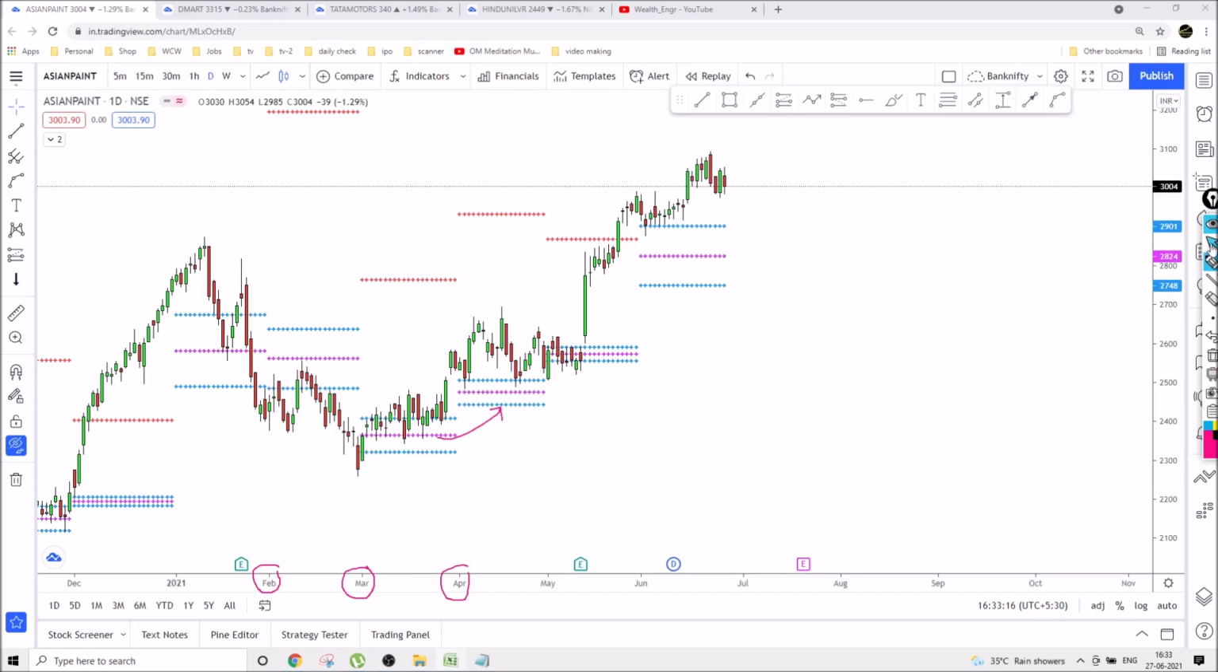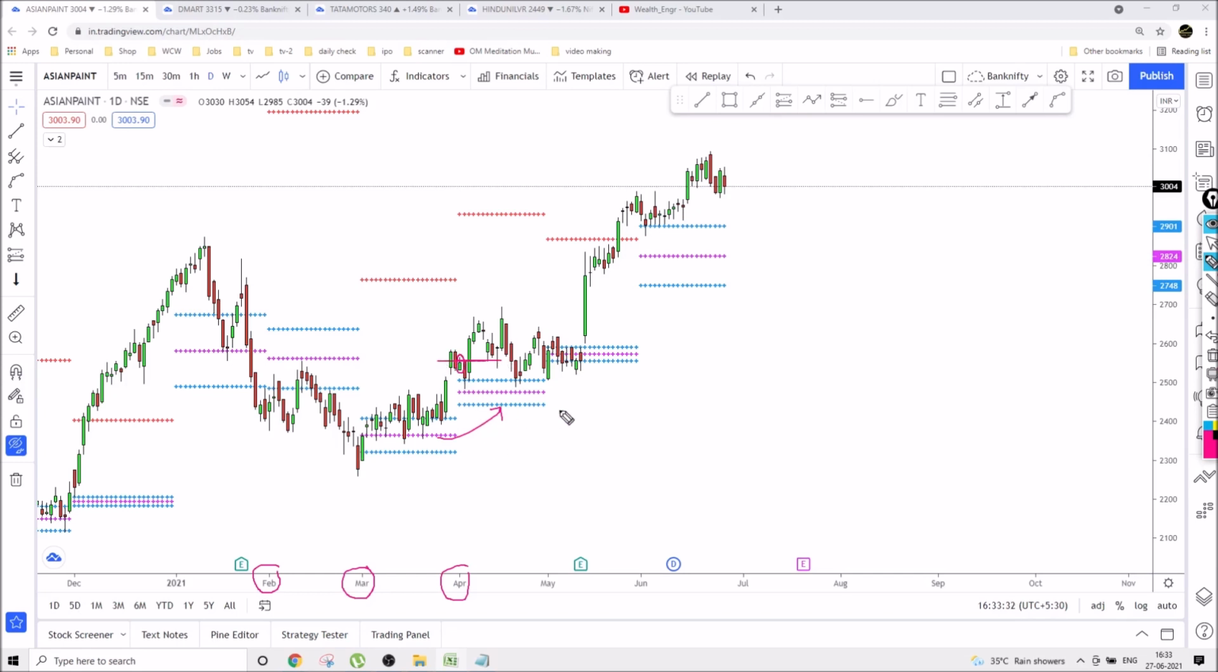And the first daily candle of the month, if it closes above the CPR, you'll go long if it is a bullish candle. So here, this is the bullish candle. Okay, here you'll go long.